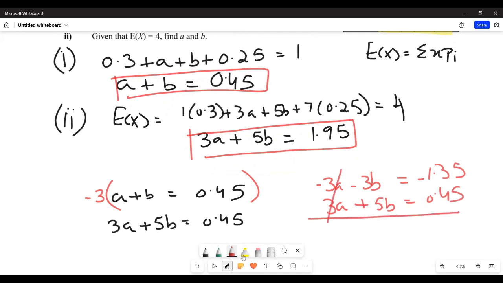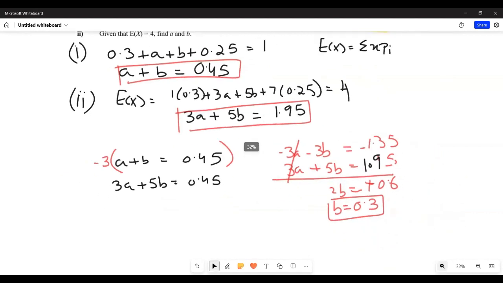When we add, A gets eliminated. We have 2B here, and we have 0.6 here. So that would be plus 0.6. So B would be equal to 0.6 divided by 2, 0.3.